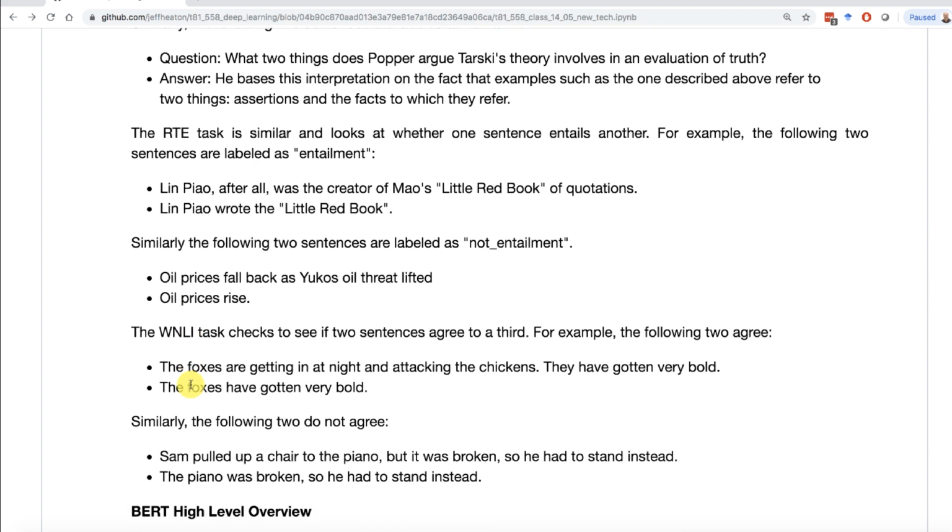The RTE task looks at whether one sentence entails another. So not as questions and answers like the one before, but the first one that is an entailment: Lin Piao, after all, was the creator of Mao's Little Red Book of Quotations. Lin Piao wrote the Little Red Book. So yeah, those kind of go together. Ones that are not entailments would be: oil prices fall back as Yukos oil threat lifted; oil prices rise.